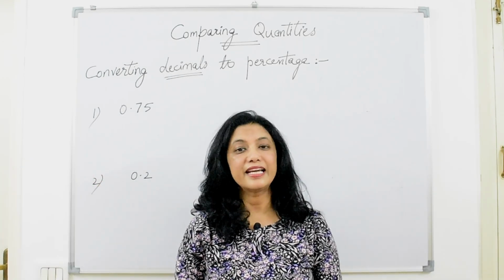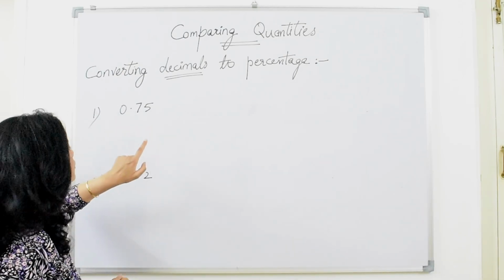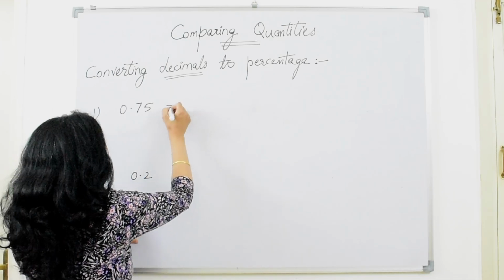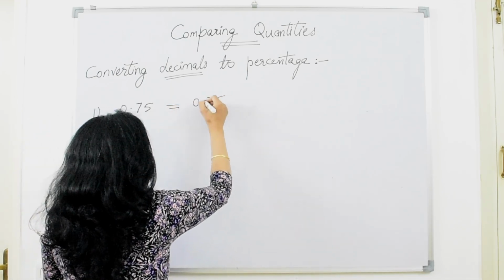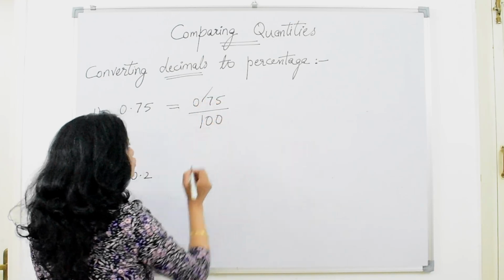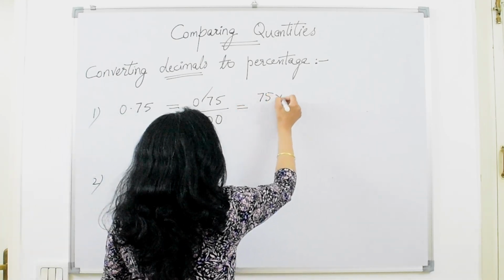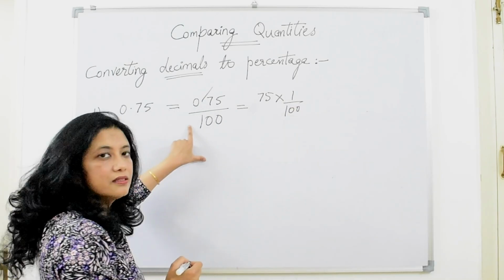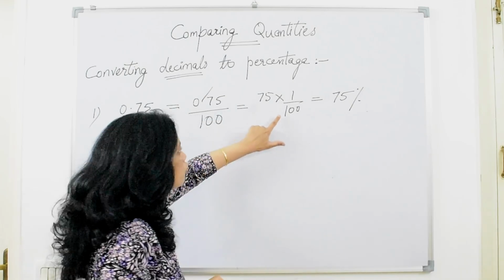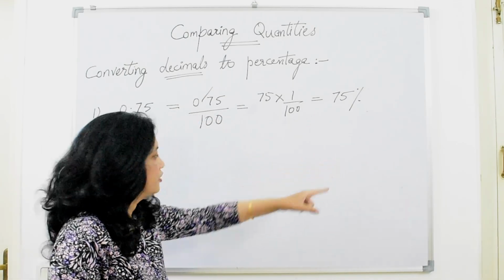Now let us convert decimals to percentage. 0.75. So first of all, we will remove the decimal and convert it into a fraction. Removing the decimal, we place 1 and 2 zeros for the 2 digits. This we have already done. Now we can separate 1 by 100 from this. So now we get percentage. In place of 1 by 100, we have put the percentage sign. So we have converted decimal to percentage.